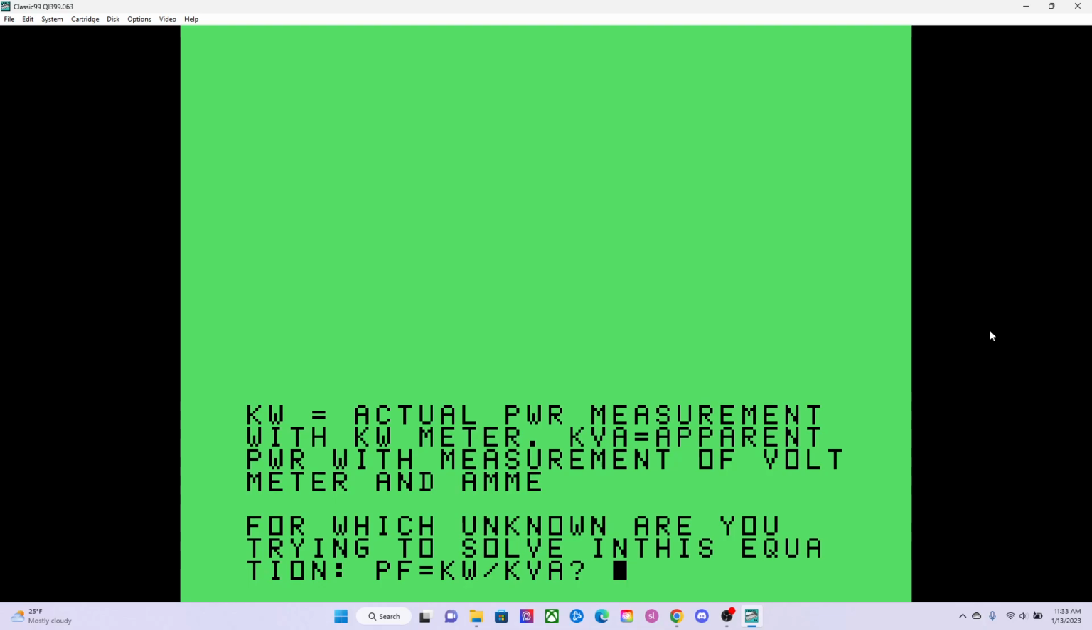Okay, let's see. Kilowatts equals actual power measurement with a kilowatt meter. kVA equals apparent power with measurement of voltmeter and ammeter. I guess this is because of the inefficiency of certain things like motors and whatnot. For which unknown are you trying to solve in this equation? Power factor equals kW, which is power measurement with a kilowatt meter, versus kVA, apparent power. Kilovolts apparent, I guess what kVA stands for. So let's say we want to solve for the power factor.